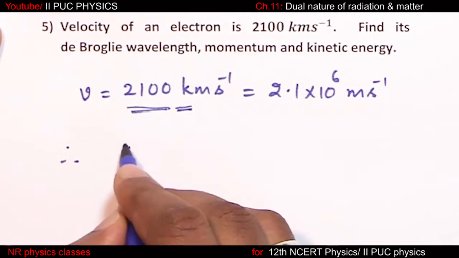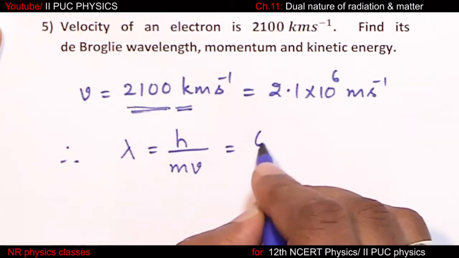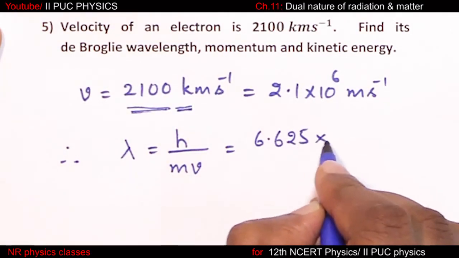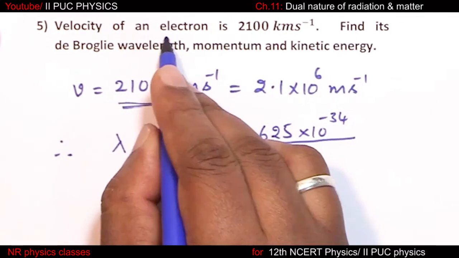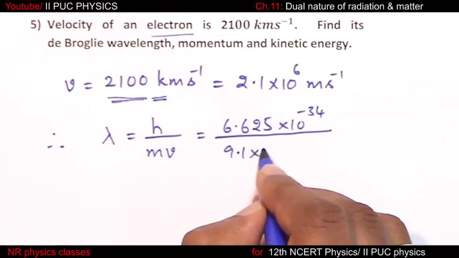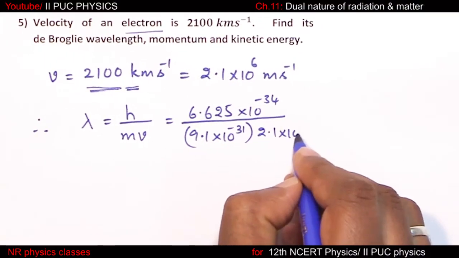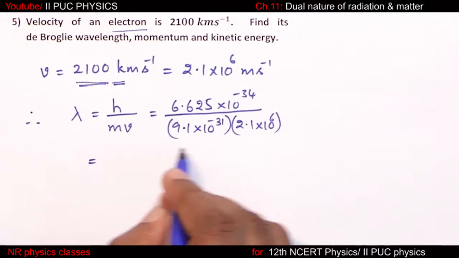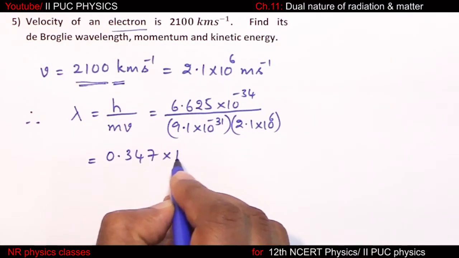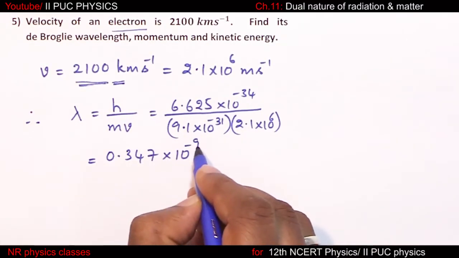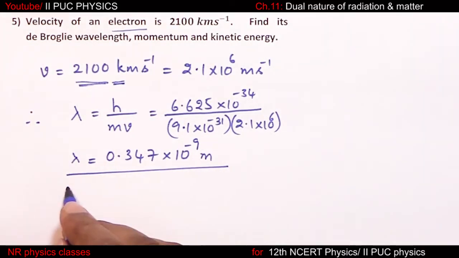Therefore, de Broglie wavelength is h by mv. 6.625 × 10^-34, mass of an electron 9.1 × 10^-31, speed is 2.1 × 10^6. So wavelength is 0.347 × 10^-9 meter. Momentum.